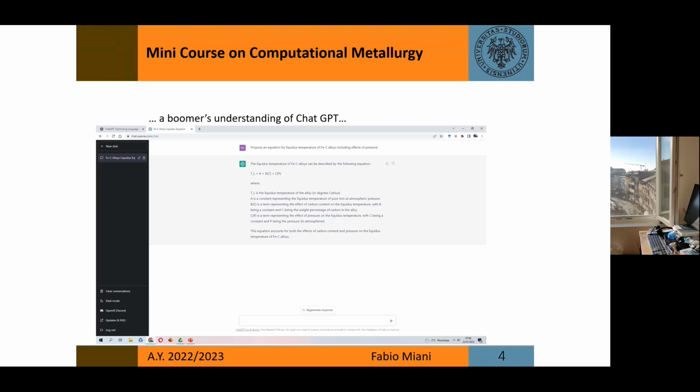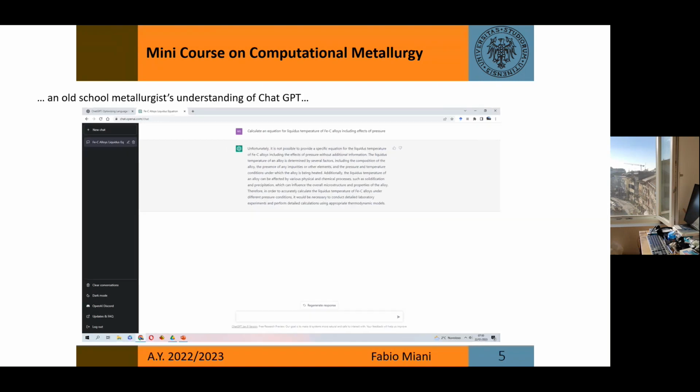Well, the response is pretty reasonable. I mean, it gets a constant, something depending on carbon content, and something depending on pressure. That's a good starting point. So, calculate an equation for the liquidus temperature of iron-carbon, and so on. Without additional information, this is also reasonable as well.